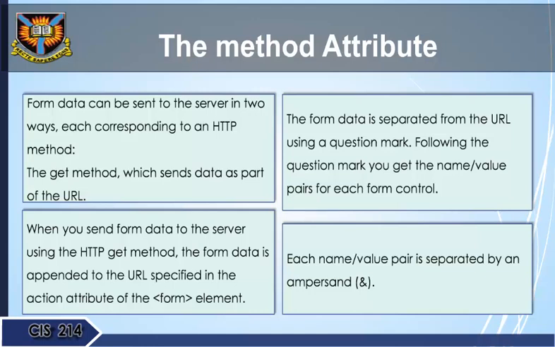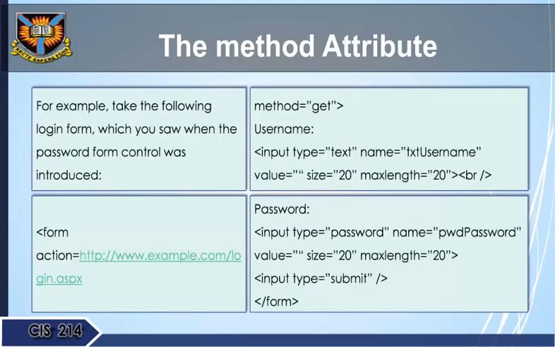The form data is separated from the URL using a question mark. Following the question mark, you get the name value pairs for each form control. Each name value pair is separated by an ampersand. For example, take the following login form which you saw when the password form control was introduced.